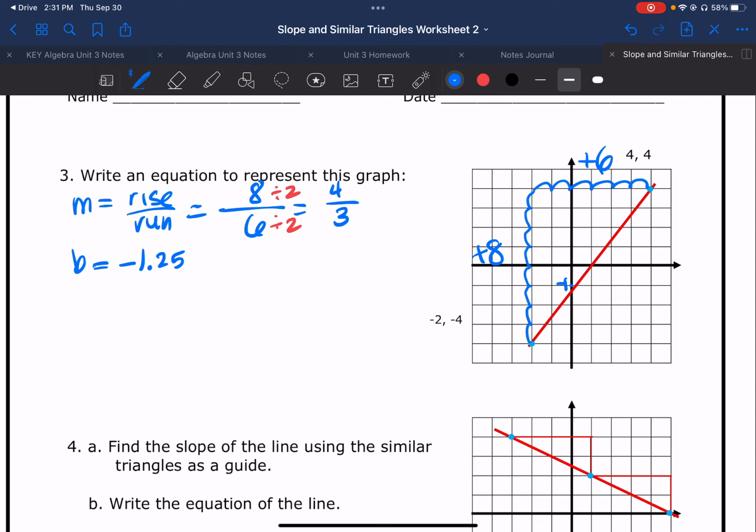Do we have all we need to know? We do. We have my m, which is right here. We have my b, which is right here. So let's write my equation. We have y equals 4 over 3x minus 1.25. Hiya. See what I mean?